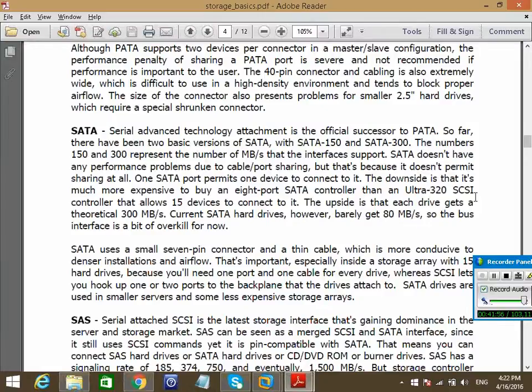The Ultra 320 SCSI has a controller that allows 15 devices to connect to it. The upside is that each drive gets a theoretical 300 MB. Basically, SATA is mostly used for the workstation, not for the storage.